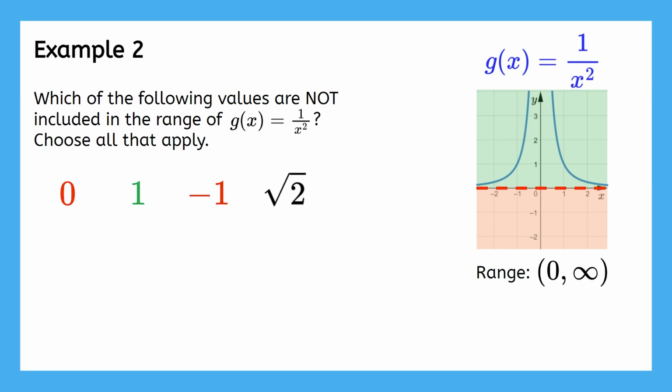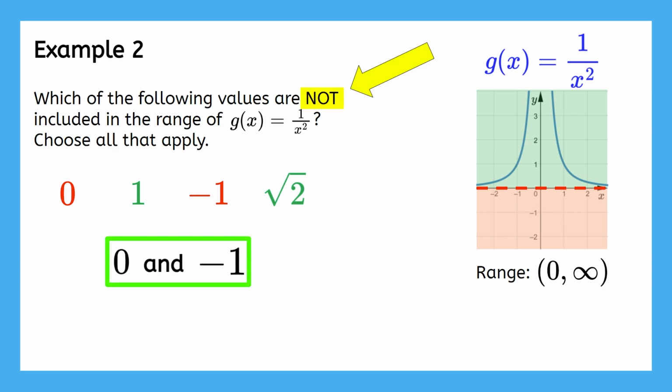-1 is not in this interval. Therefore, it's not in the range. In our graph, you can see that -1 falls under the asymptote, and the graph doesn't exist in that bottom half. So -1 is not in the range. And lastly, the square root of 2 is within the range because it's a positive number. So it falls between 0 and infinity. Remembering that the question has asked us which values are not included in the range, the answers are that the numbers that did not fall within this interval are 0 and -1.